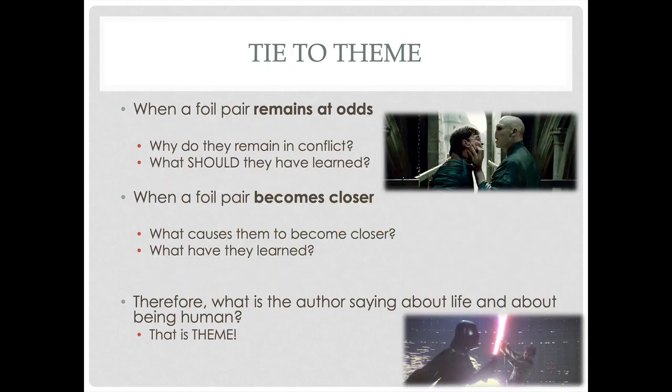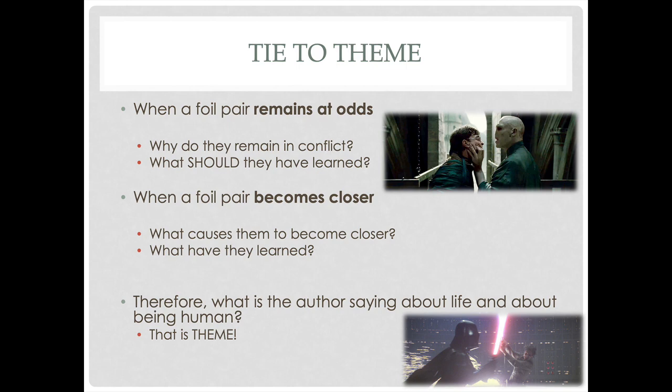And so again, that analysis piece, we have to ask ourselves, how does the examination of the foil pair help reveal theme? Well, when a foil pair remains at odds, why do they remain in conflict? Should they have learned something? Should they have gotten together and figured out each other had some redeeming features or something?